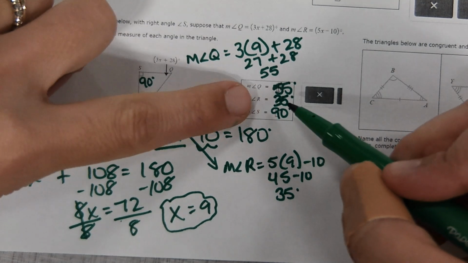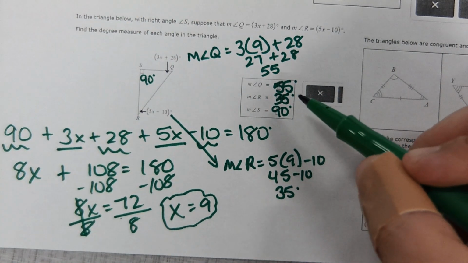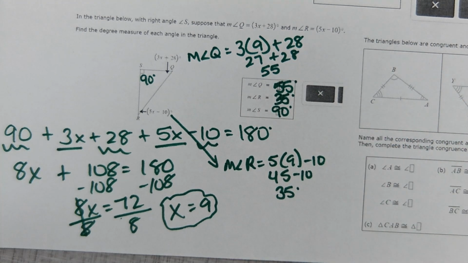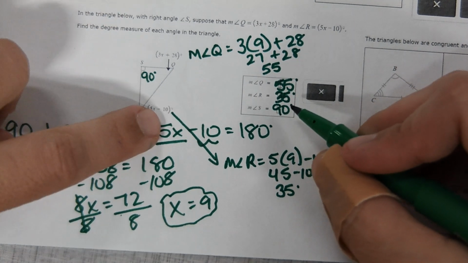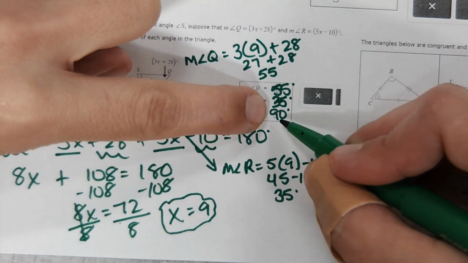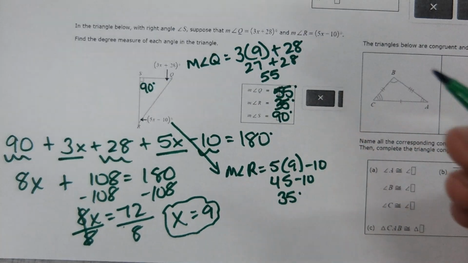And then you could also just check to make sure these add to 180. Also, if you wanted to, instead of solving this expression, you could have done 180 minus 90 minus 55 and gotten that last angle too.